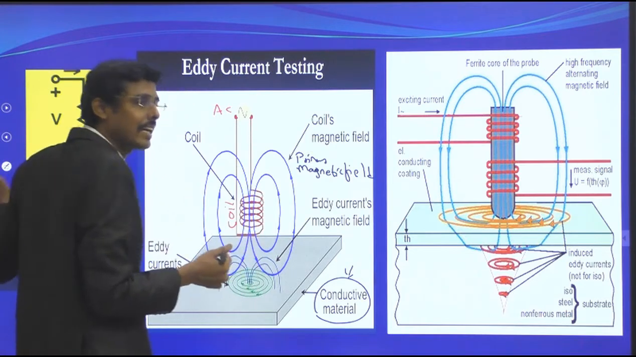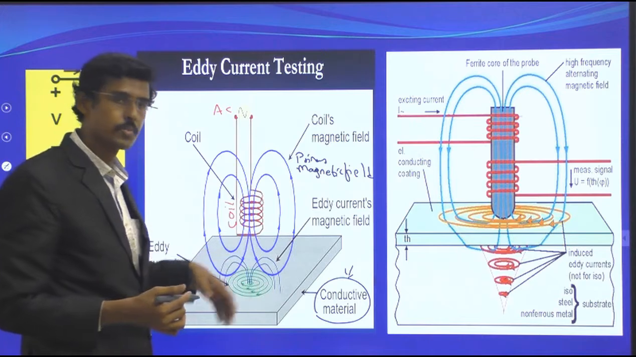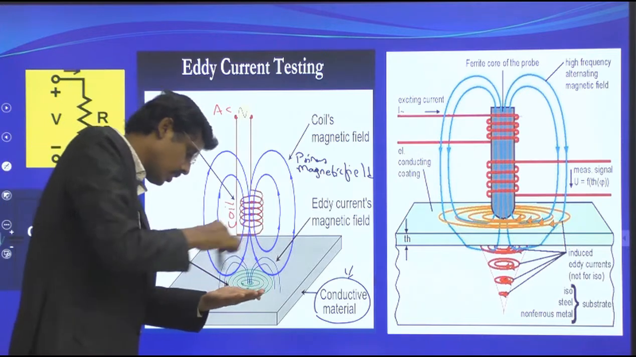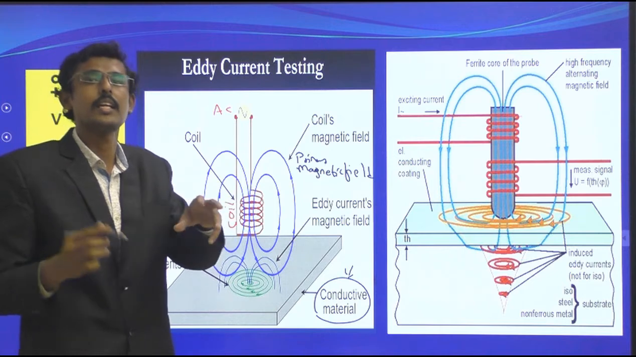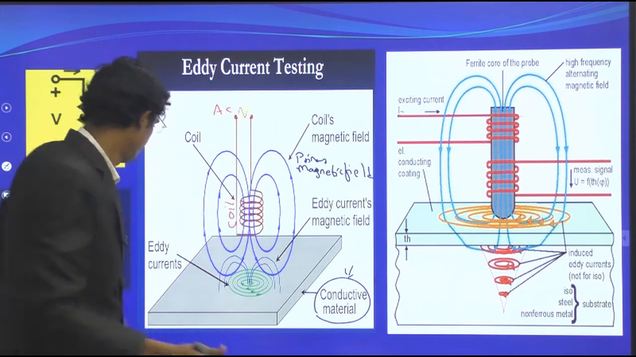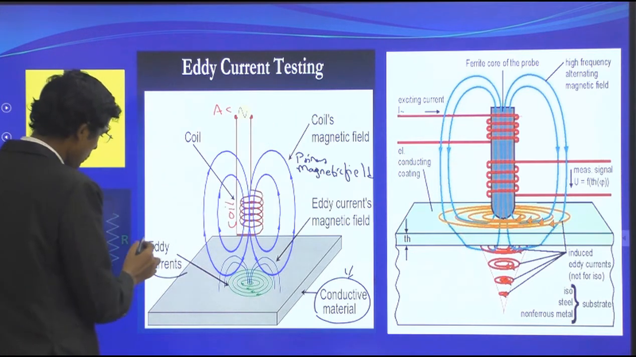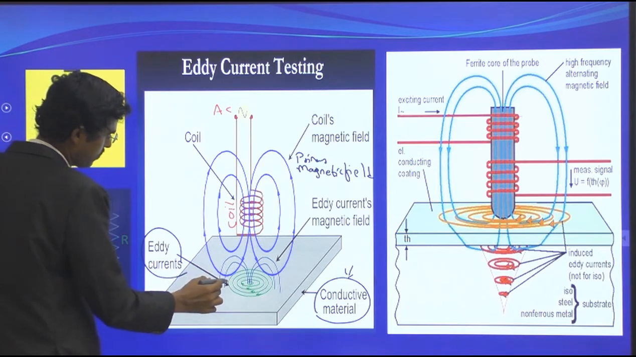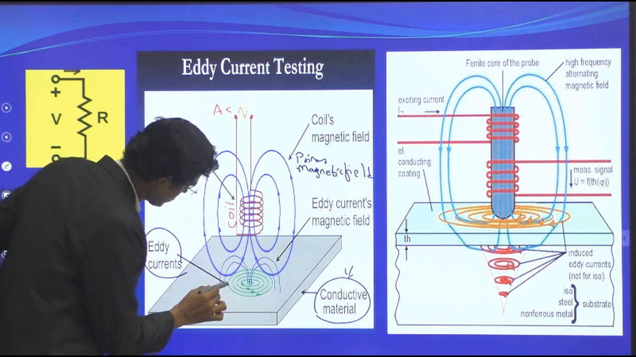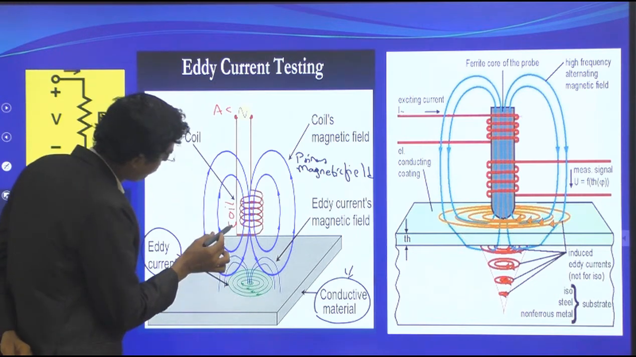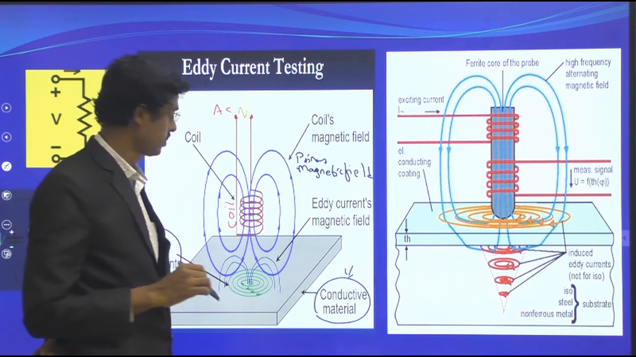One more secondary current is generated on the specimen, in a circular format, which we call eddy current. Therefore, I am naming this as a secondary current, and I am naming this as eddy current. It is created on the surface, and it reduces down with respect to the effect of the attenuation process.